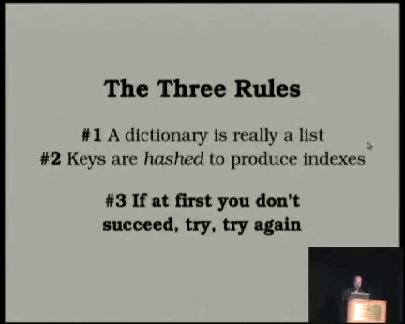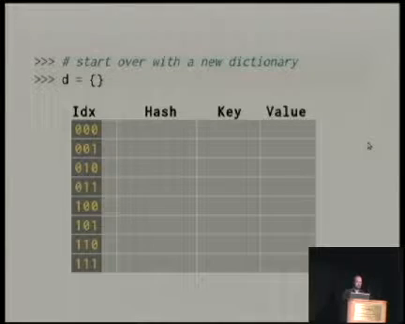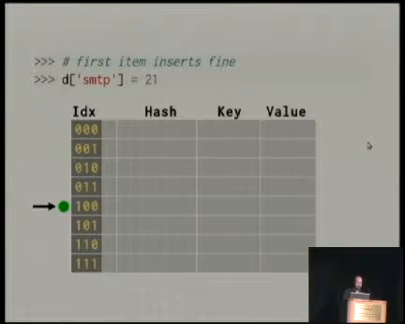The third rule, and last, is that if at first you don't succeed, try and try again, because it was just good fortune that the last 3 bits of the hashes of those keys that I just tried happened to not be the same. I mean, there's only 8 possibilities, so very often 2 keys you try will have the same 3 lower bits in their hash. That's called a collision, when 2 keys in a dictionary want the same slot. Let's start over with a fresh dictionary.